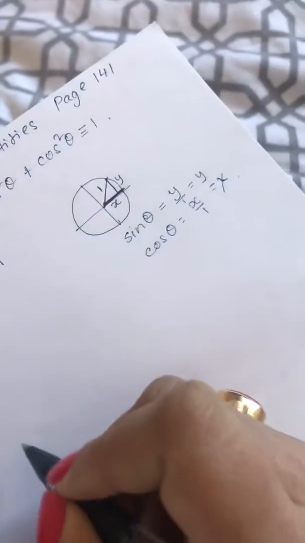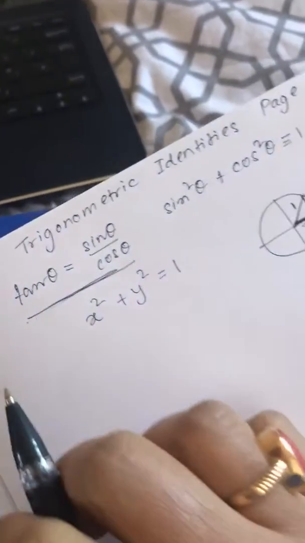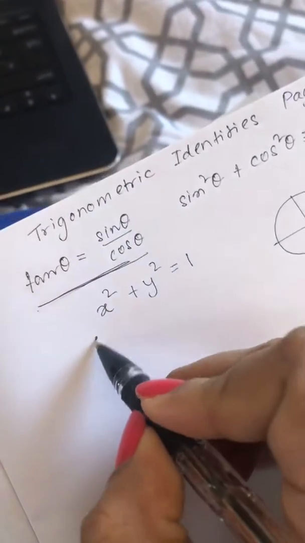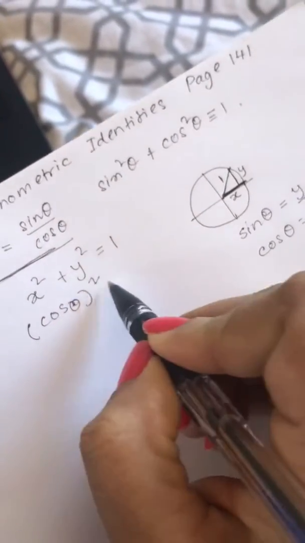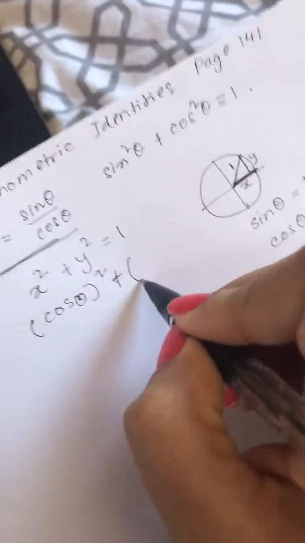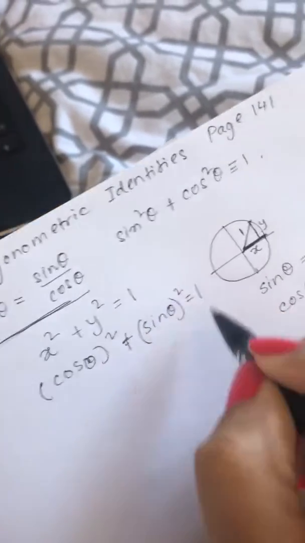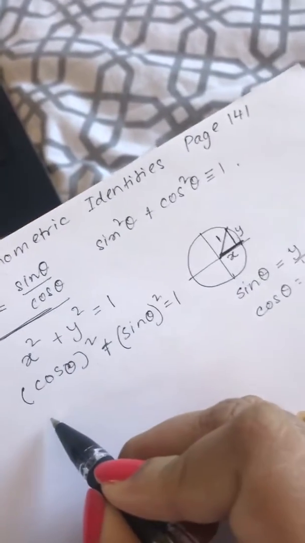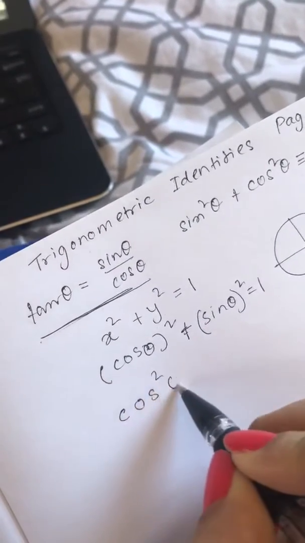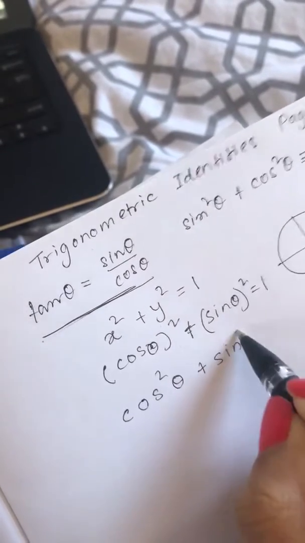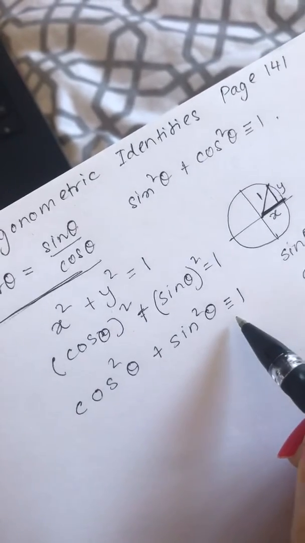So what it means is that if I use that in this equation, I get cos theta, which is x, plus sine theta, which is y, equals 1. So that gives you another identity. An identity is something that works for all values. So cos squared theta plus sine squared theta equals 1. That's the symbol for identity, three equal lines.